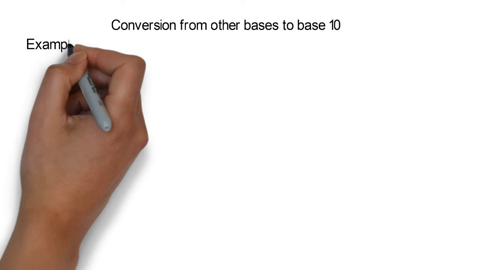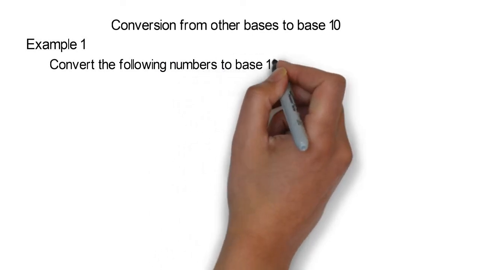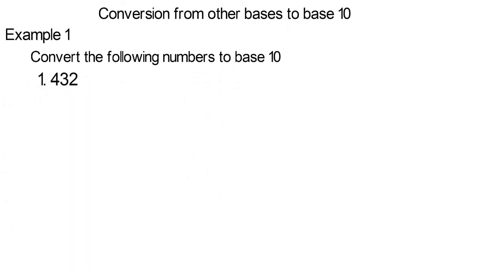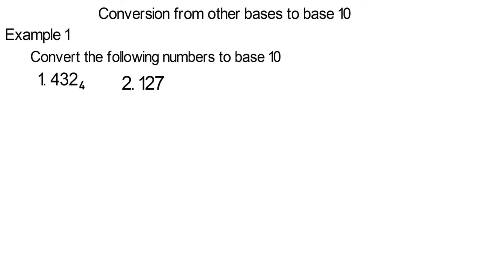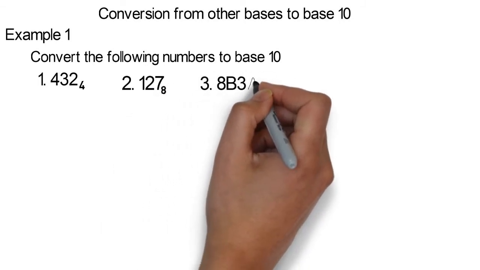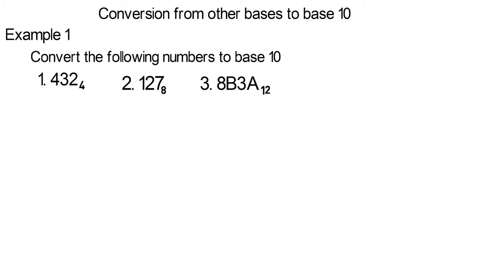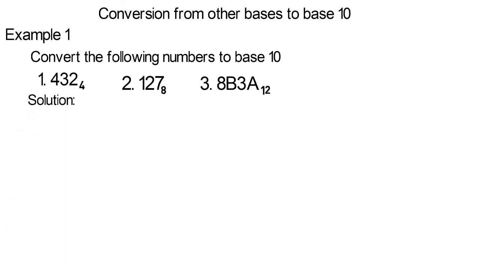So, example: convert the following numbers to base 10. We are converting 432 base 4, 127 base 8, and 8B3A base 12. Solution. We are starting with the first one. We are converting 432 base 4 to base 10.